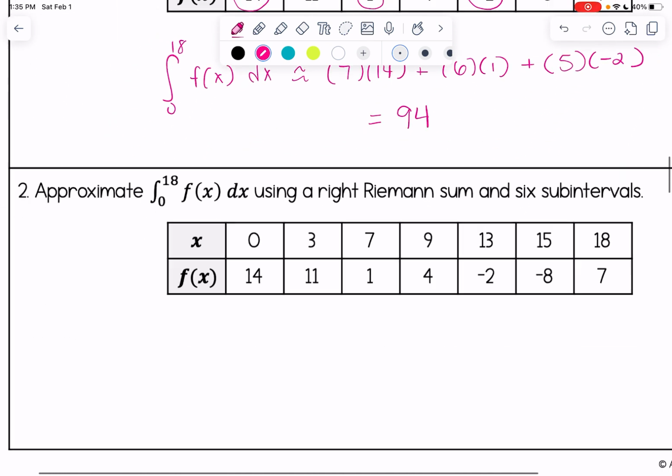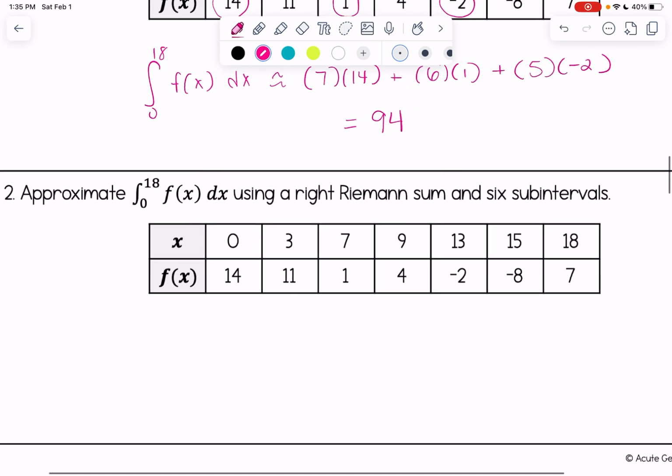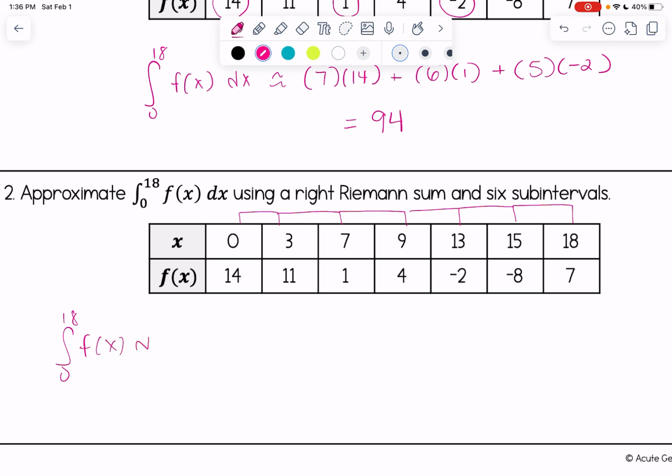Okay, number 2. We're going to approximate the same idea, the function from 0 to 18, using a right Riemann sum this time and 6 subintervals. So when I break this into 6 sections here, you can see that we're going from consecutive values in the table. So we're going to once again approximate the value of the definite integral. Okay, the first change in x is 3, and then we're going to pick the rightmost point on this one, which is 11.